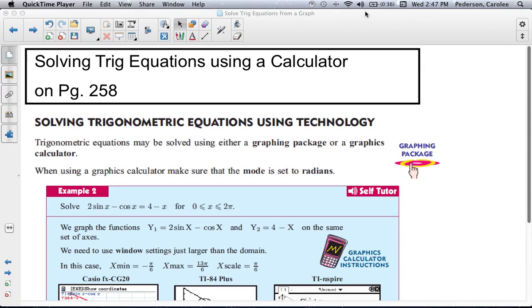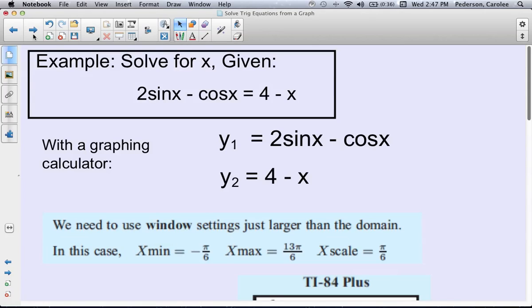These are problems to solve trig functions using a graphing calculator. There's an example in the textbook on page 258. I'm going to show you some additional steps to help you to solve this equation. So here is the problem, example 2 in the textbook.